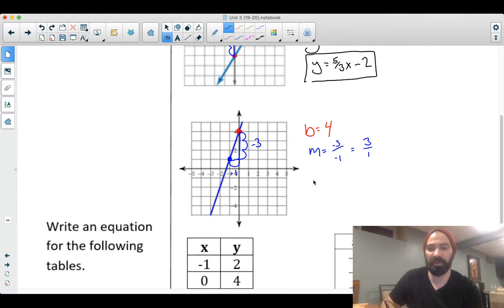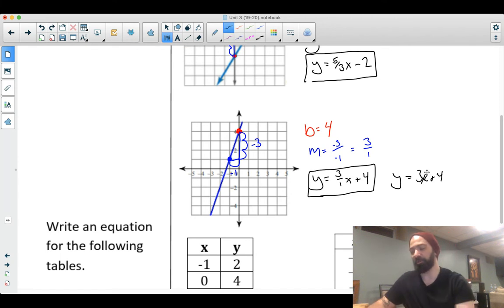Then we write our equation. Y equals m, 3 over 1, x plus b. You're all done. You could write y equals 3x plus 4. That would work. But again, we're trying to use our change in y over our change in x, so we know both are rise over run.